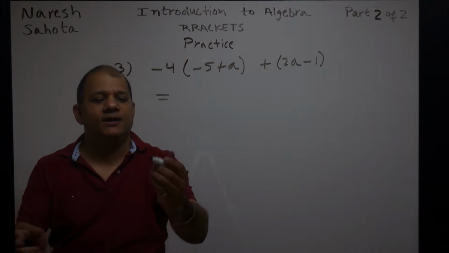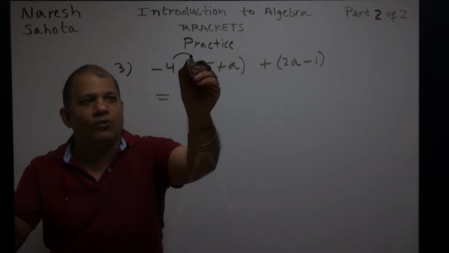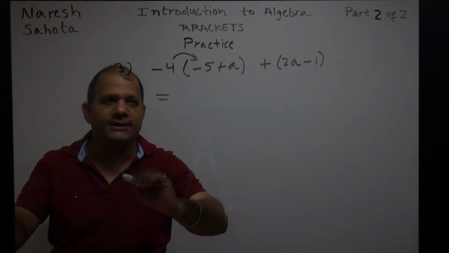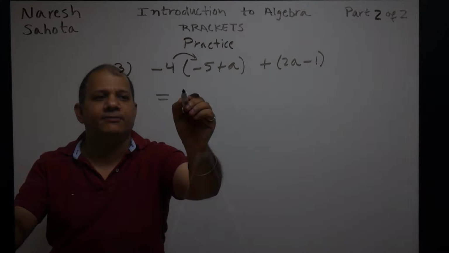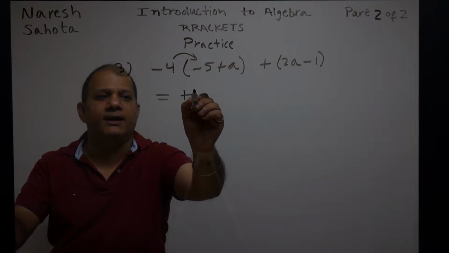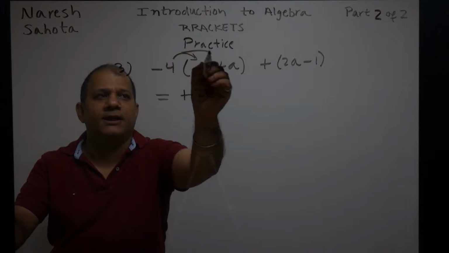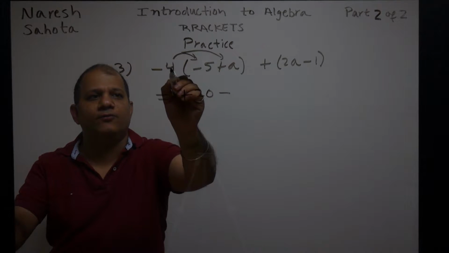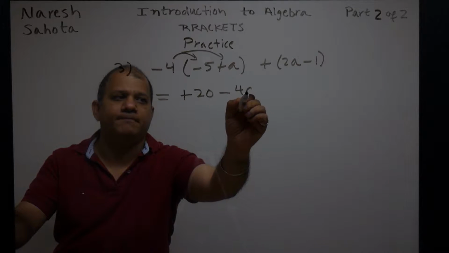Okay. All right. So negative 4 gets multiplied with each and every term of the brackets. Negative times negative is positive. 4 times 5 is 20. Multiply with the second term. Negative times positive is negative. 4 times a is 4a.